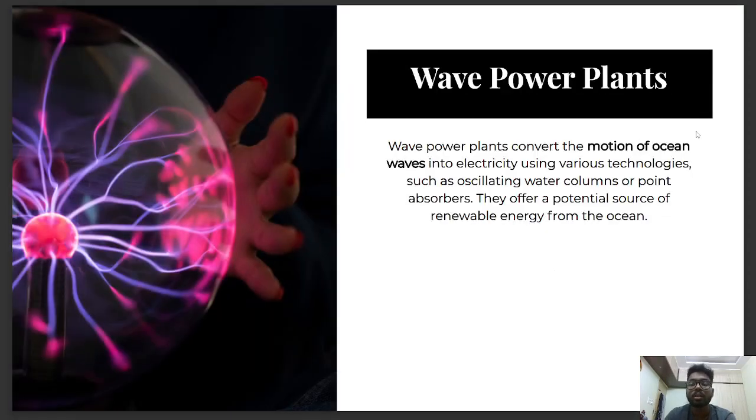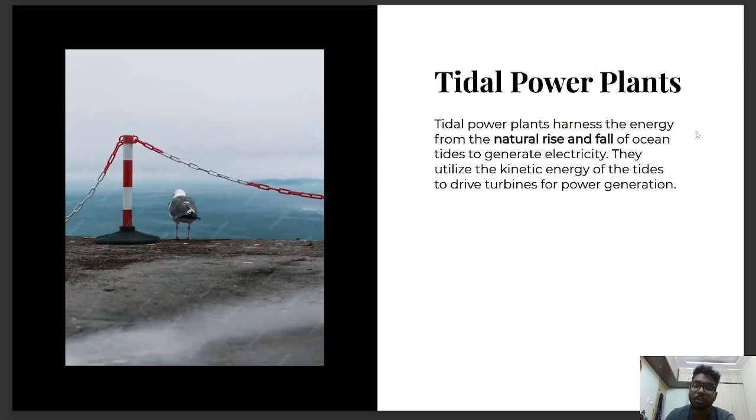Wave power plants. Wave power plants convert motion of ocean waves into electricity using various technologies such as oscillating water columns or point absorbers. They offer a potential source of renewable energy from the ocean. So yeah, wave power plants are similar to tidal energy, but they use waves, but tidal energy uses tides.